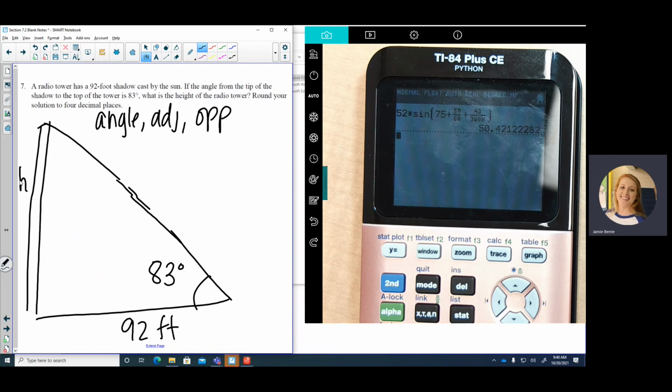So we would write adjacent, opposite, that's tangent. SOHCAHTOA. So tangent theta is opposite over adjacent. Oops, not theta. I've already got messed up now. All right, so tangent of theta, which is 82 degrees, equals opposite is h, adjacent is 92. Again, you would just multiply both sides by 92 to get the height.